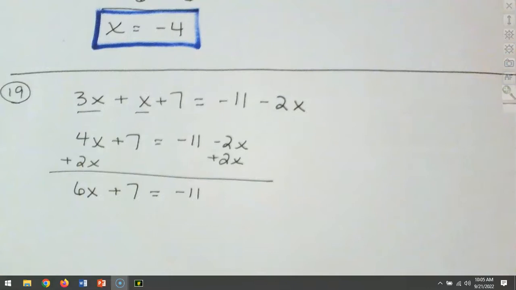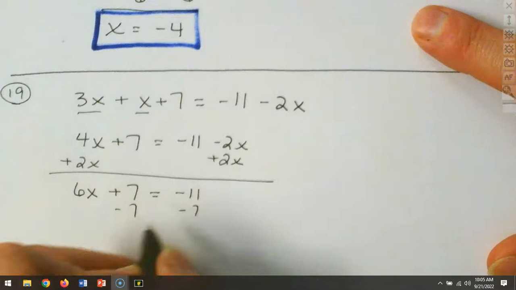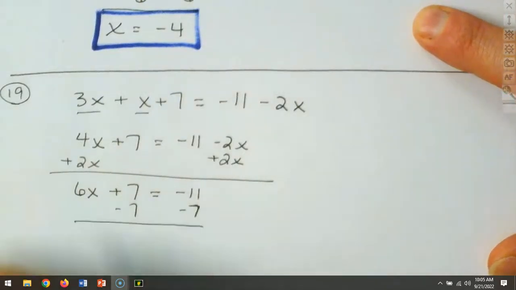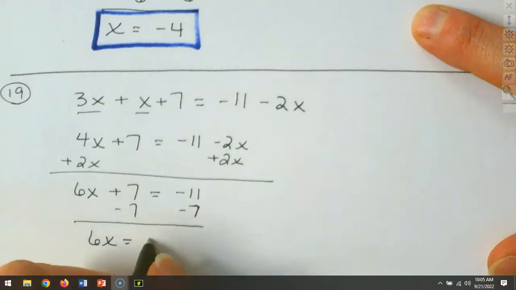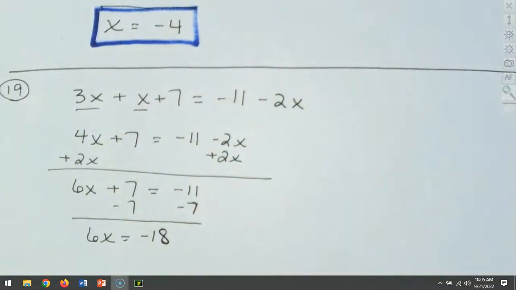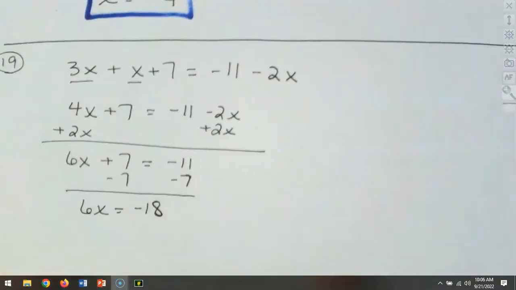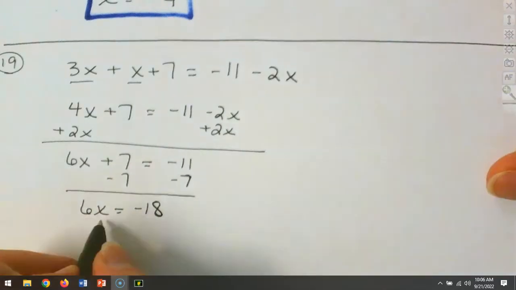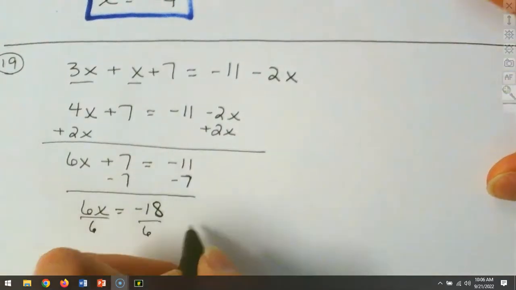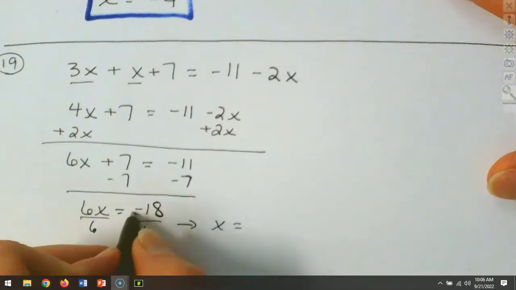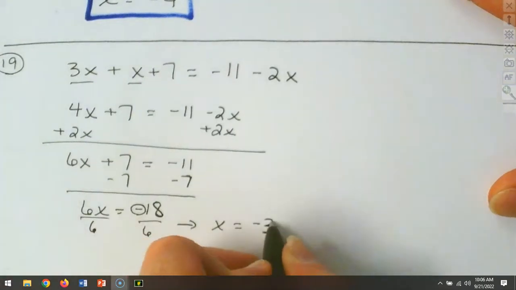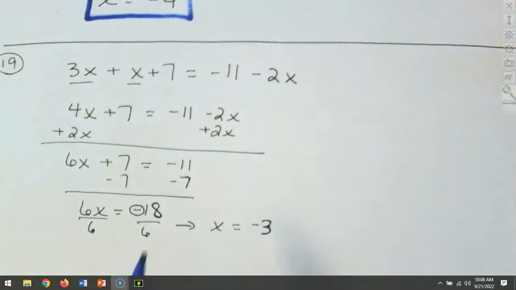Next step would be to do what? Minus 7. I'm just making sure we can solve these. And that leaves you then with 6x equals, those go together, negative 18. Be careful with your signs. Those go together and give you a negative 18. And what's my last step going to be? Divide by 6 and reduce. 18 divided by 6, that's a 3. It's a negative. So my answer would be x equals negative 3.